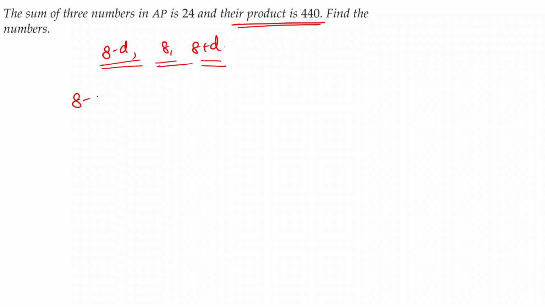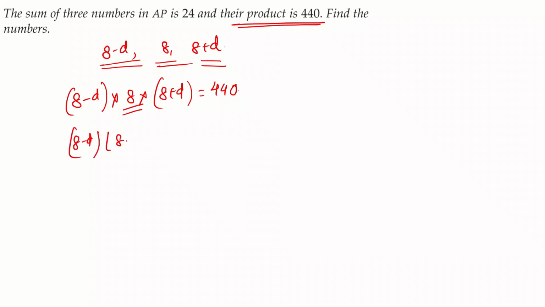So let's go ahead and multiply all of them. 8 minus D times 8 times 8 plus D gives us 440, and we can now find out the value of D. All I do is take this 8 on the other side. So 8 minus D times 8 plus D is equal to 440 by 8. 8 5s are 40, 40, 8 5s are 40. 8 minus D into 8 plus D is 8 square minus D square is equal to 55.